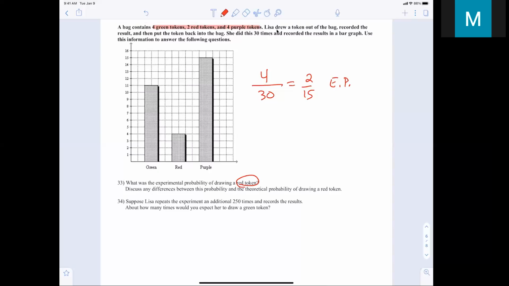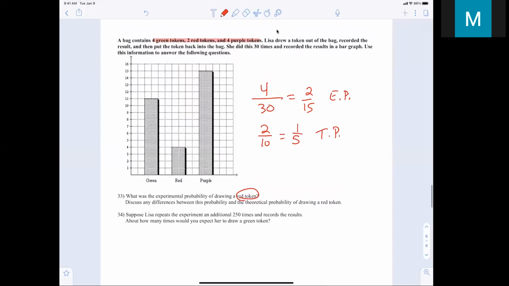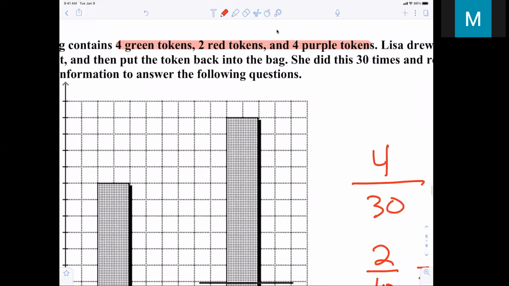How many red tokens are there? 2 out of 10. Exactly. All right, which is 1/5. Do you agree with that? That's the theoretical probability. Tell me again. What's the matter? Because it says up here, in the bag, there are only what? 2 reds out of what? 10. You see what I'm saying, right?